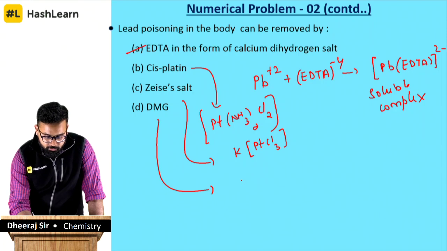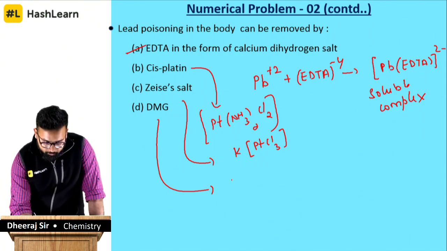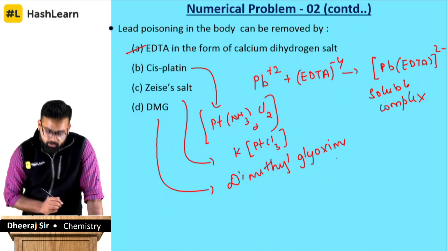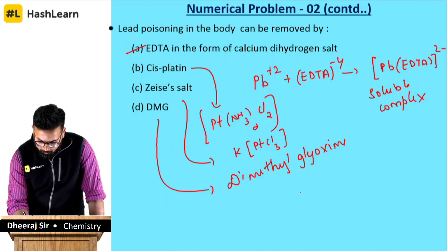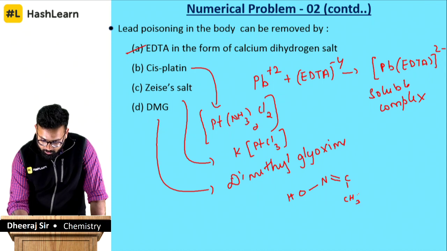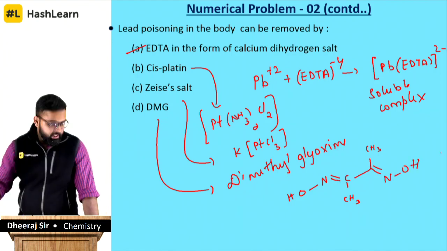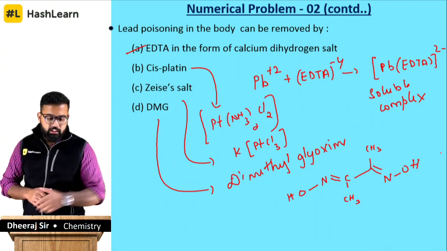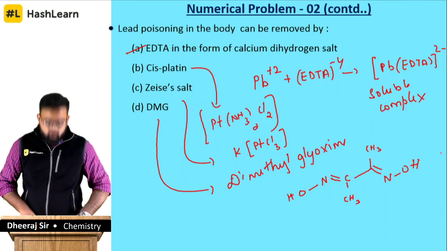DMG. DMG stands for dimethyl glycoxime. And the formula, I can give you the formula. It's a little complex, but that's okay. You try to remember. N double bond C CH3, double bond N OH. This is dimethyl glycoxime. This is just to throw a little light on the other options that you have, but the answer is EDTA in the form of calcium dihydrogen salt.